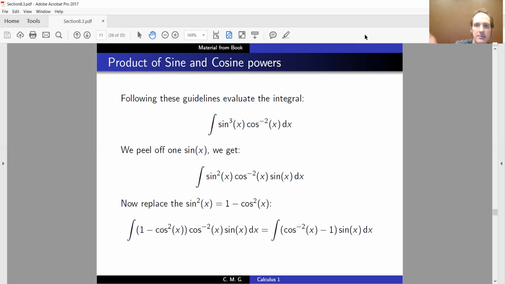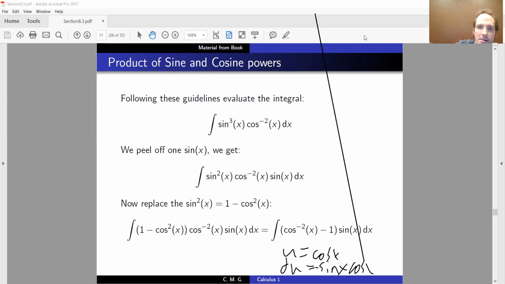I get 1 minus cosine squared times cosine to the negative 2. The cosine to the negative 2 is multiplied by 1, and cosine to the negative 2 times cosine squared is just 1. Integrate with respect to x. Then I've got a sine x left over. Now I make the u substitution. So at this point, I'm going to let u equal cosine x, which means that du is negative sine x dx.